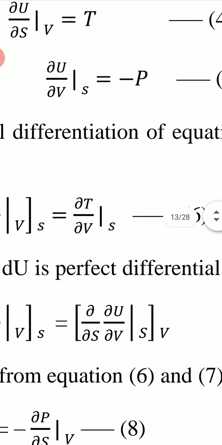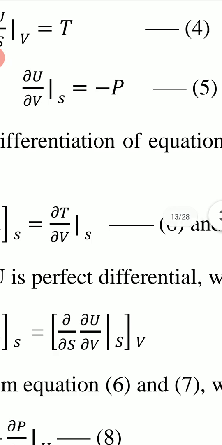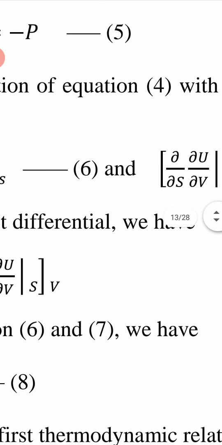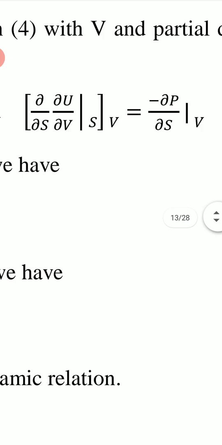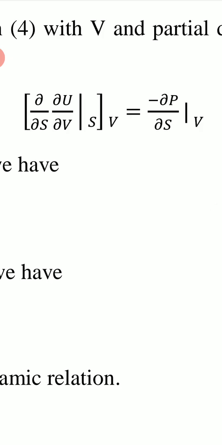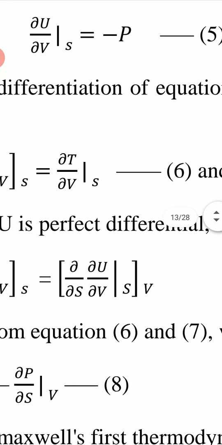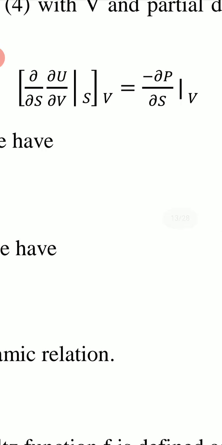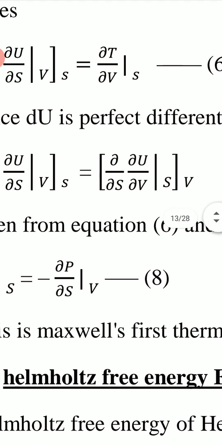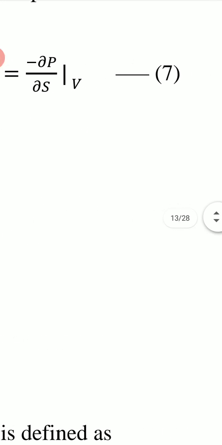Similarly, if we find partial differentiation of this equation 5 with respect to S, put ∂/∂S before left hand side and right hand side, then we get this relation, ∂/∂S of ∂U/∂V equal to minus ∂P/∂S. It is for constant V. So we write at constant V in left hand side and in right hand side also. Now we see that these are equations 6 and equation 7.